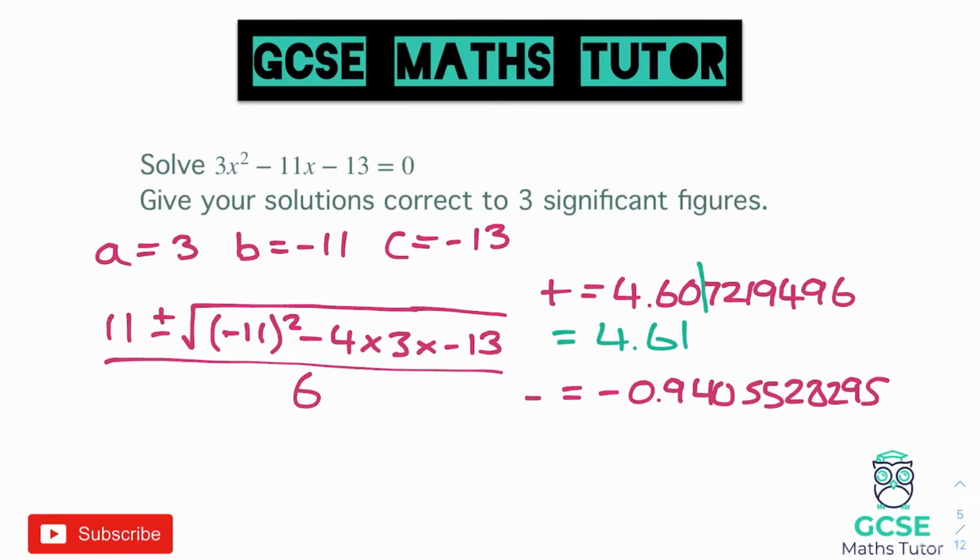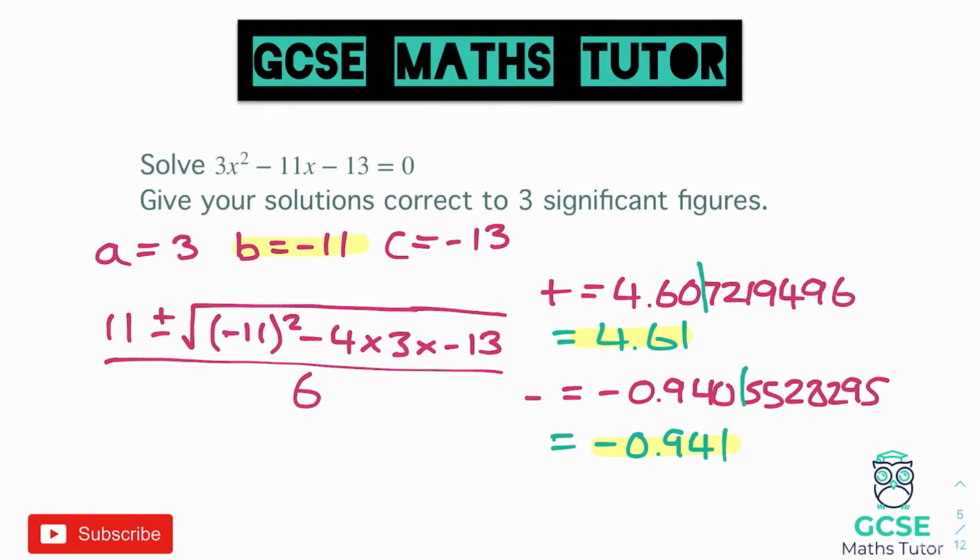4.61 for our first one, and then for the next one here, that's 940, so chop that after the 0, and we get negative 0.941. And there we go, there's our two solutions. So as you can see, the whole process is the same. You just need to be careful when you have a negative b value.